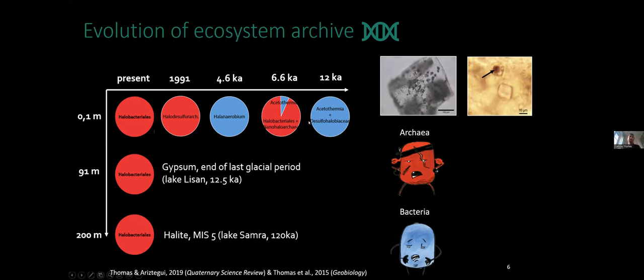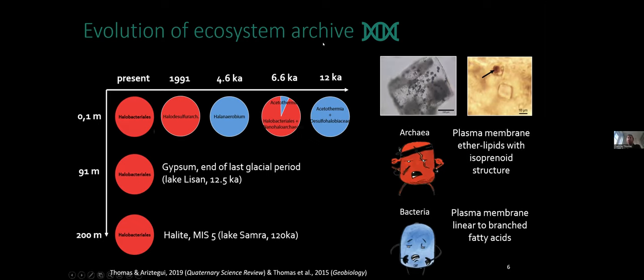To have a better view of what's going on between the moment of deposition and the moment of recovery of this material, basically the early diagenesis, we can use other tools to actually retrace this activity. And one thing we can do is use the big differences between archaea and bacteria, which is the structure of their plasma membrane.